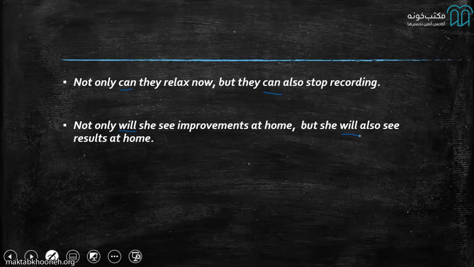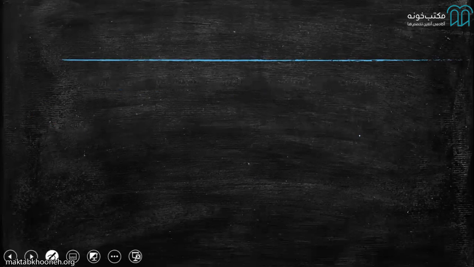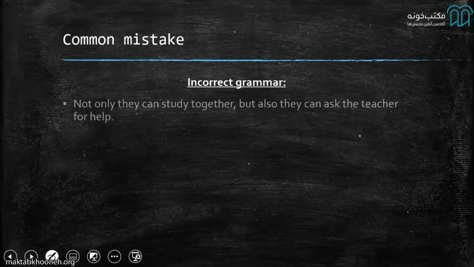Now, there are lots of problems with this grammar, even for native speakers. If you're a native speaker and you speak English as your first language, you're still going to have problems with this. Why? Because you may do things like this: Not only they can study together, but also they can ask the teacher. This is wrong because you have "can," and there is no inversion happening here. And we need to use inversion with not only, but also. So this is completely incorrect.